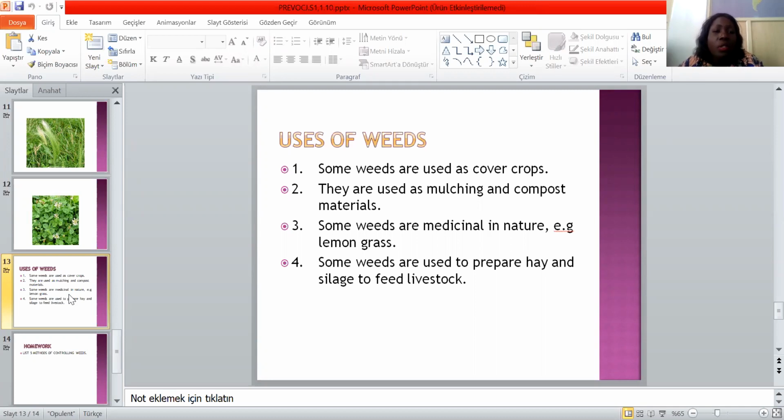Number two is they are used as mulching and compost materials. Mulching is a method or a process of covering your soil surface with plant materials. It's almost the same thing as using them as cover crops to reduce erosion.